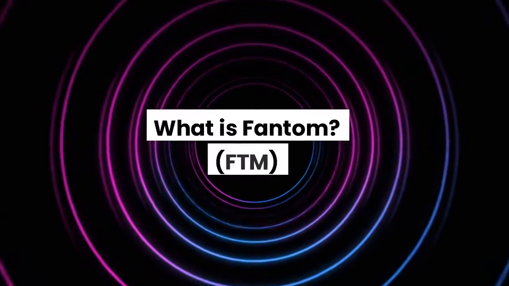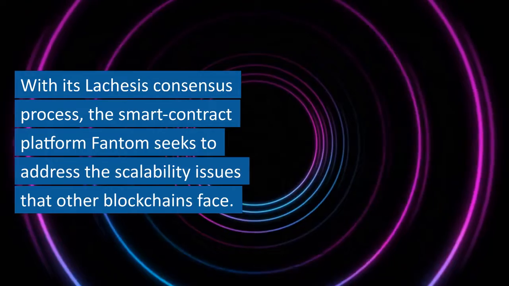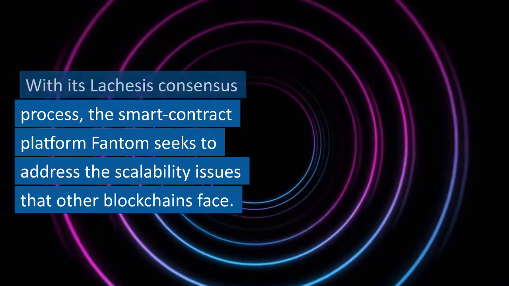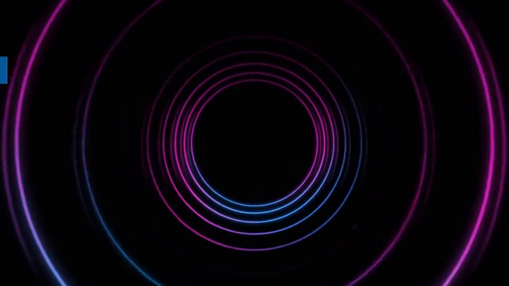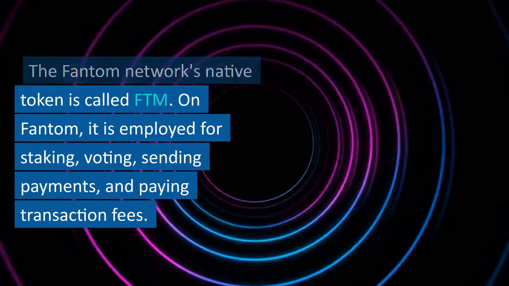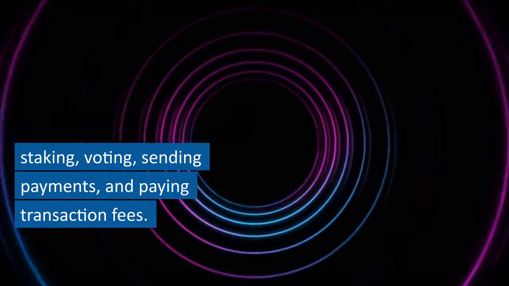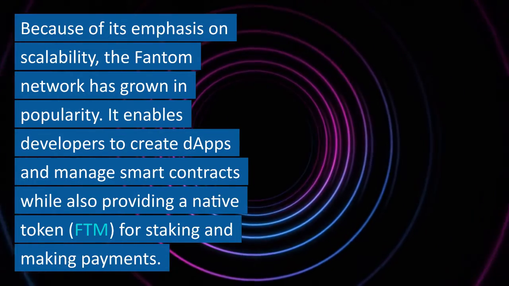What is Fantom? FTM. With its Lachesis consensus process, the smart contract platform Fantom seeks to address the scalability issues that other blockchains face. The Fantom network's native token is called FTM. On Fantom, it is employed for staking, voting, sending payments, and paying transaction fees. Because of its emphasis on scalability, the Fantom network has grown in popularity.